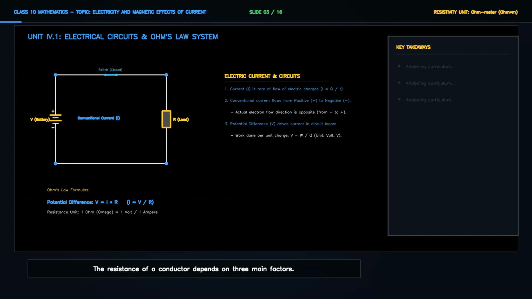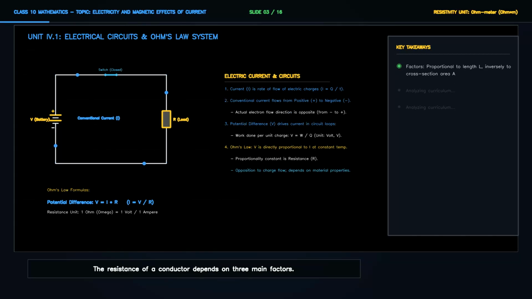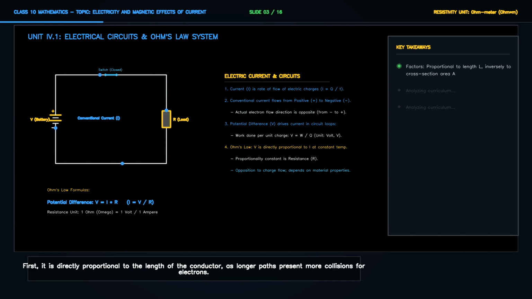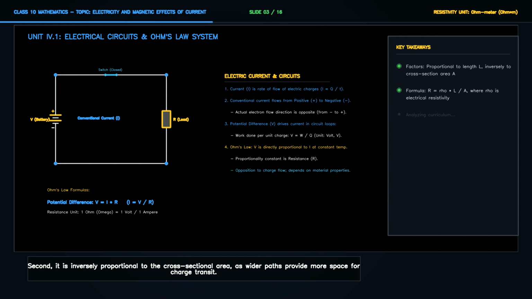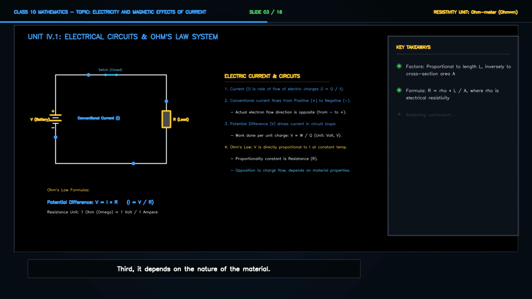The resistance of a conductor depends on three main factors. First, it is directly proportional to the length of the conductor, as longer paths present more collisions for electrons. Second, it is inversely proportional to the cross-sectional area, as wider paths provide more space for charge transit. Third, it depends on the nature of the material.